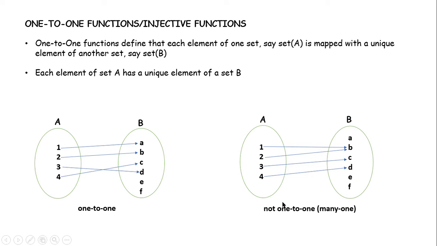So any such function which is not a one-to-one function is called many-to-one. Why many? Because here you can see many elements from set A are having one image from set B. So I can say it is many-to-one. So these are the examples of one-to-one functions and functions which are not one-to-one.